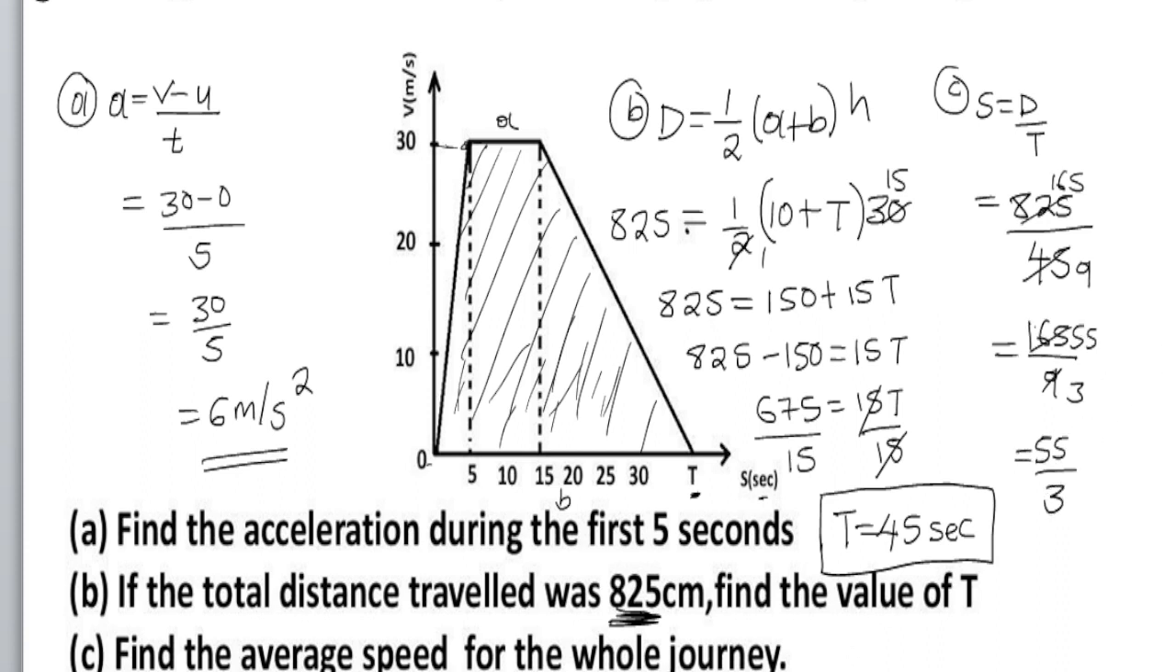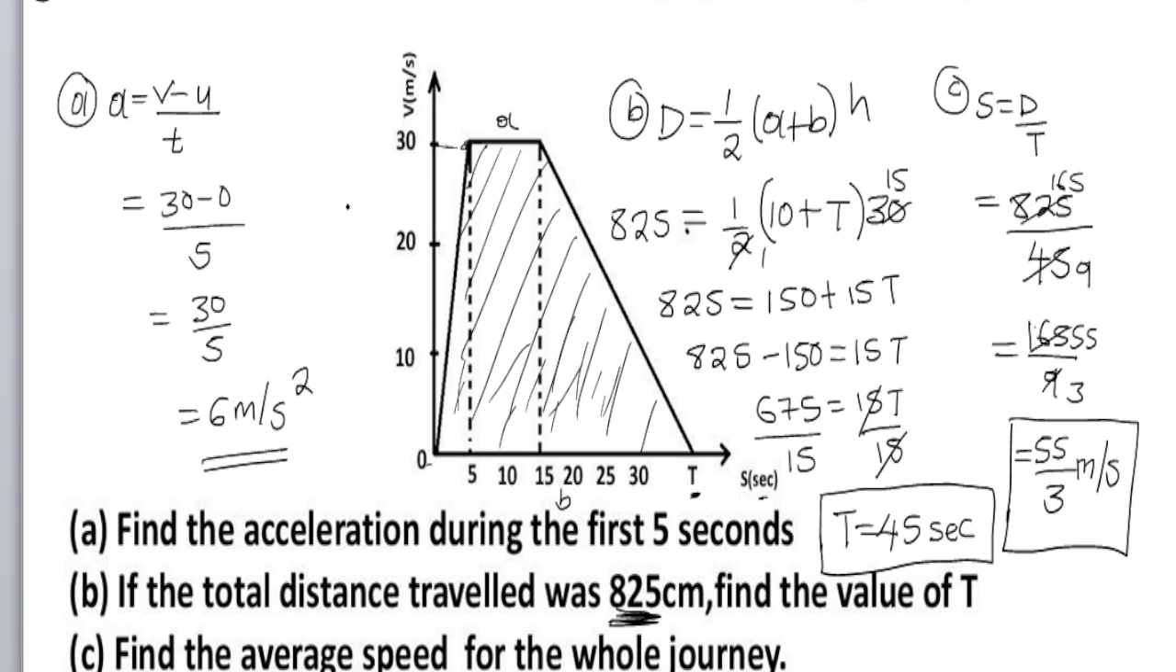So, we are not going to leave it as a decimal, so we'll leave it as a fraction. 55 over 3. The units are meters per second. So this is the answer. So 55 over 3. Right, I hope this one is also clear.